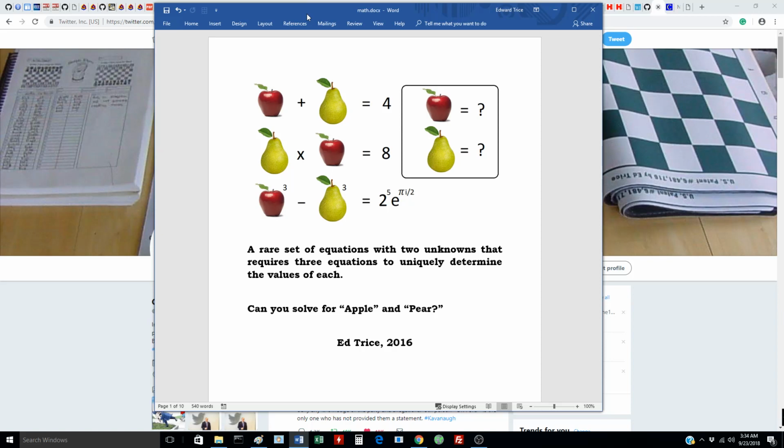The first two equations you see up here show that the sum of two unknowns is 4 and their product is 8. This is a standard problem that could normally be solved just by using the quadratic equation. However, the third equation there throws an interesting twist in there. It says apple cubed minus pear cubed is 2 to the 5th times e raised to the power of pi i over 2, which means there's a complex valued solution.